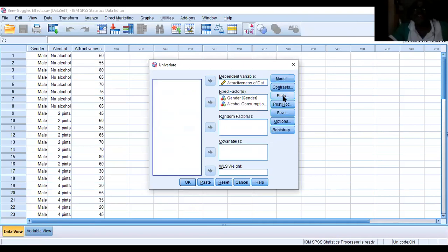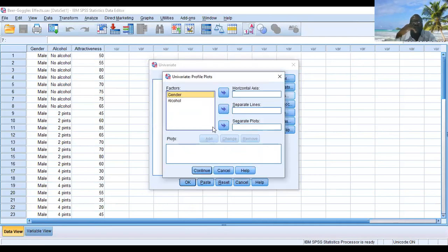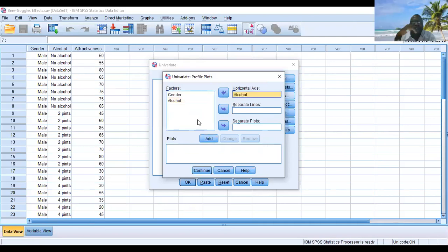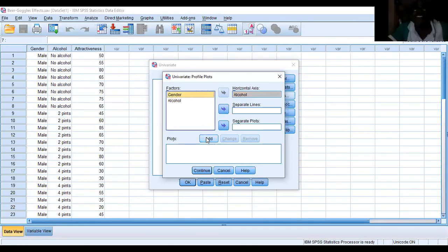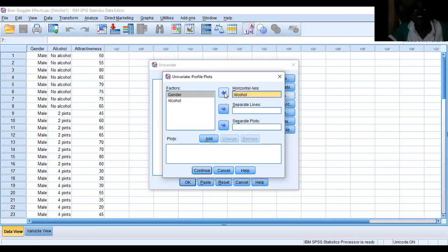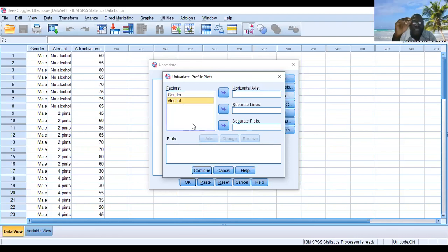So go to Options. Click on Plot. First, plot. We want to look at their interaction effect. Move alcohol first to the horizontal axis. Move gender to the separate lines. Add alcohol first, then add.